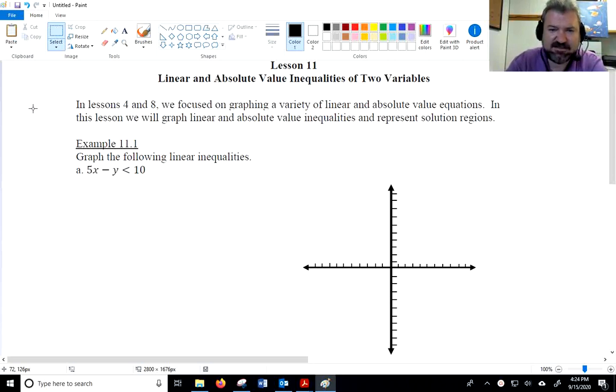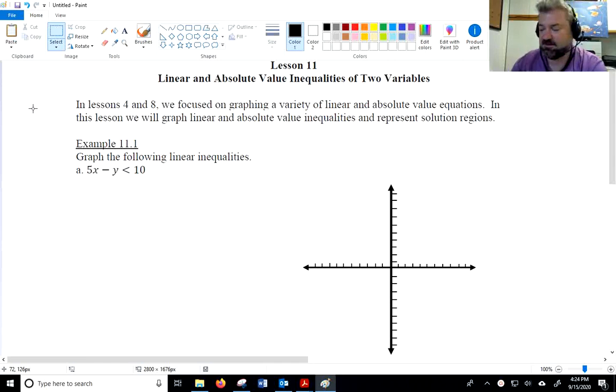Today we're focused on linear and absolute value inequalities of two variables. We have already focused on solving linear inequalities and absolute value inequalities of one variable. To solve with two variables, we'll need to use a graph. So let's graph the following linear inequalities.